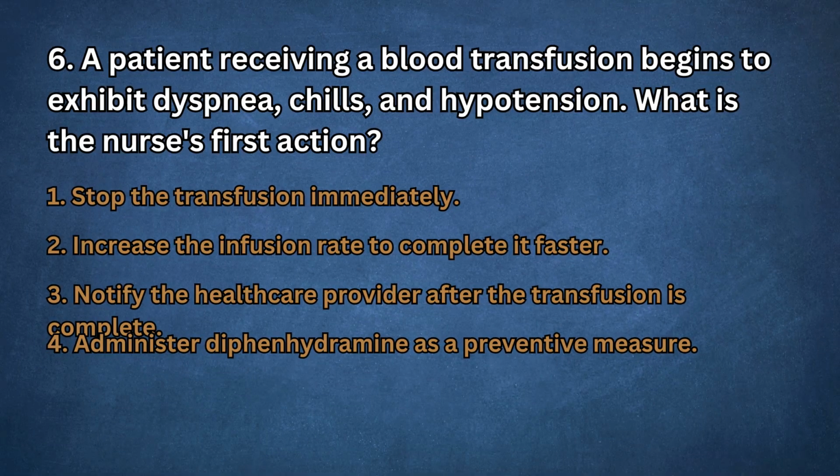6. A patient receiving a blood transfusion begins to exhibit dyspnea, chills, and hypotension. What is the nurse's first action? 1. Stop the transfusion immediately. 2. Increase the infusion rate to complete it faster. 3. Notify the healthcare provider after the transfusion is complete. 4. Administer diphenhydramine as a preventive measure.